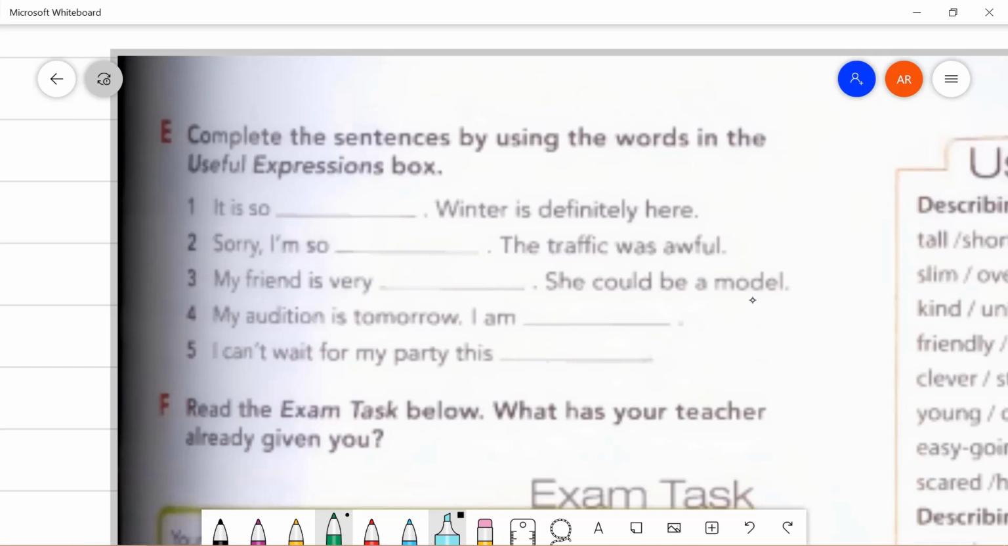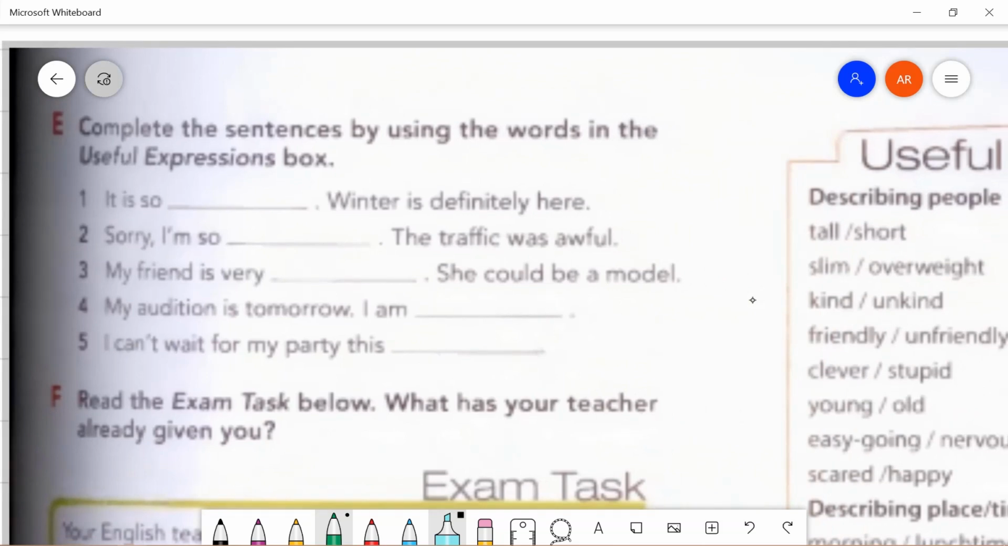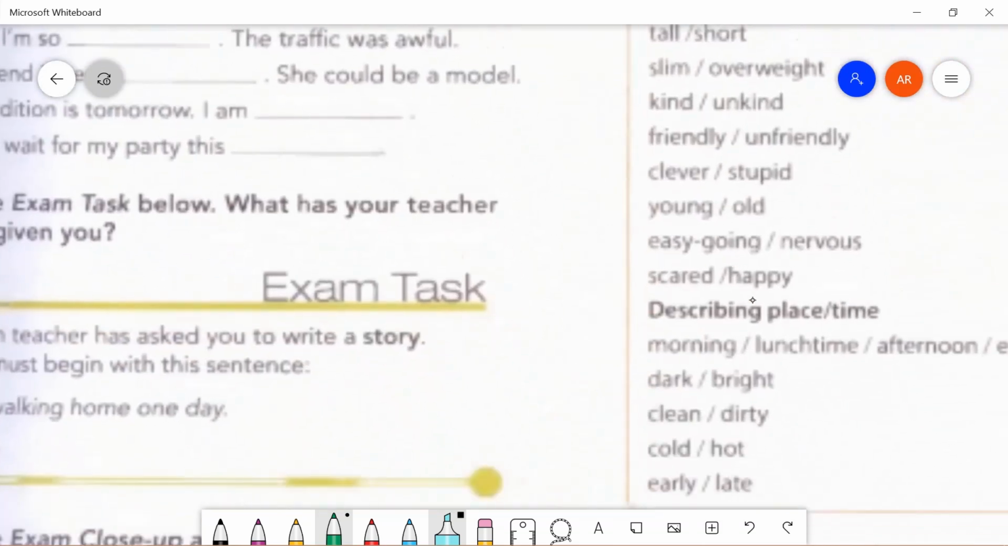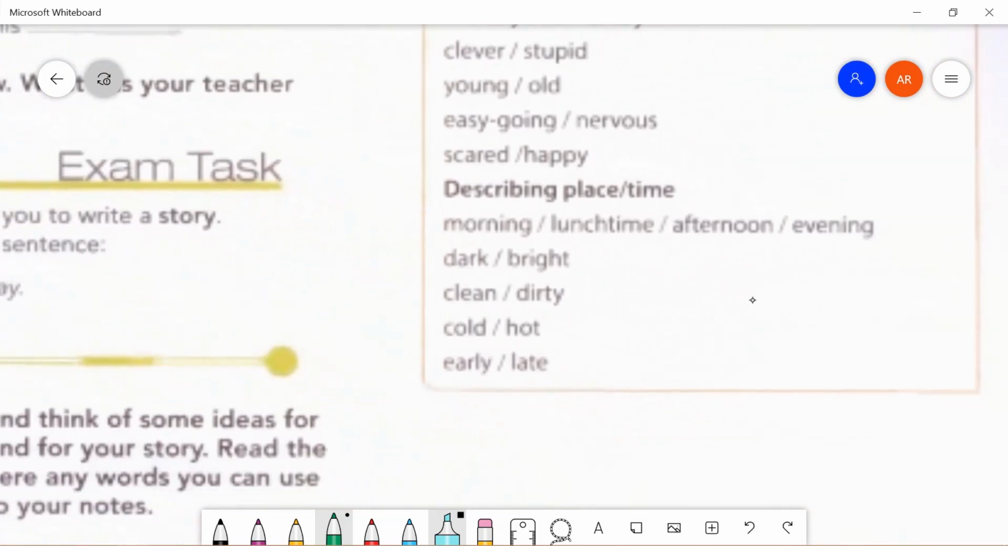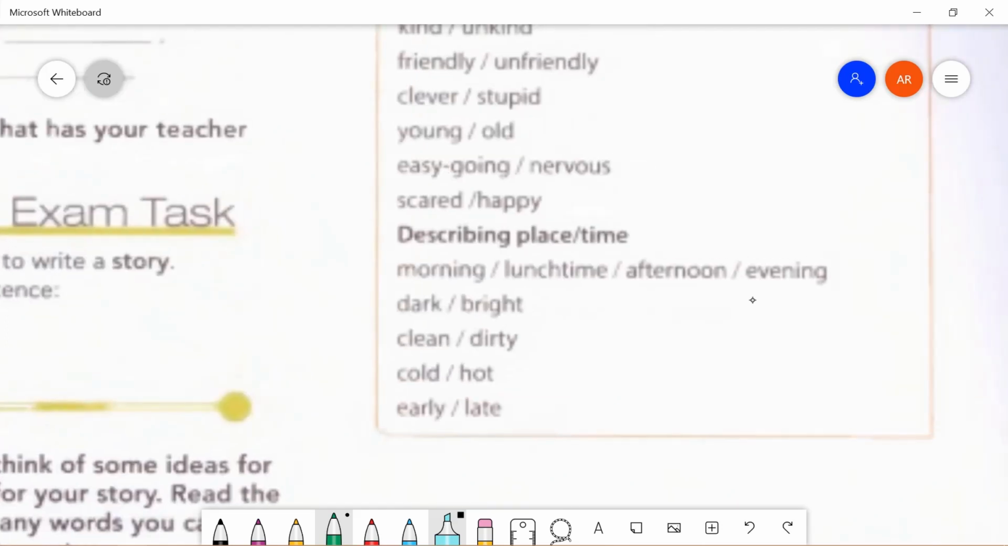Now let's look at task E. It is so what? What's the clue? Let's look at the next sentence. Winter is definitely here. It is so cold. Oh, we haven't covered this part. These are the adjectives for describing place and time. Morning, lunchtime, afternoon, evening. Dark, bright, clean, dirty, cold, hot, early, late.